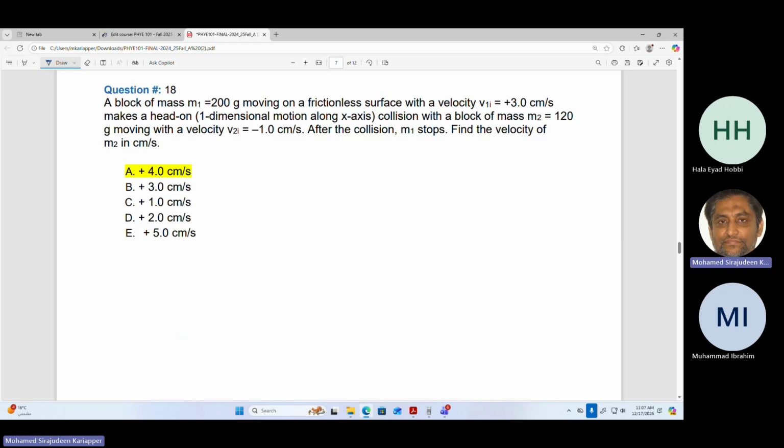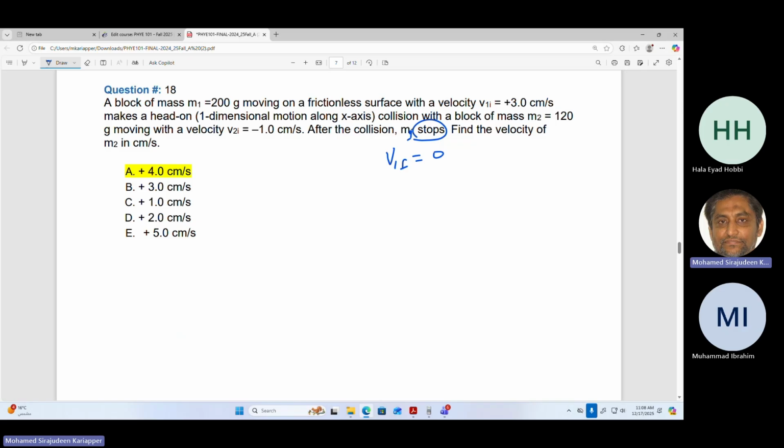With a block of mass m2 equal to 120 gram moving with the velocity given, after collision, m1 stops. You understand what we mean by stops? Stops means V1F is equal to 0, right? m1 comes to a stop. That means the final velocity of m1 is 0.